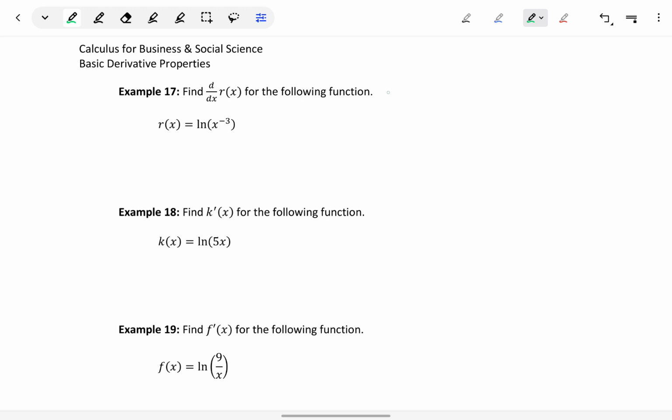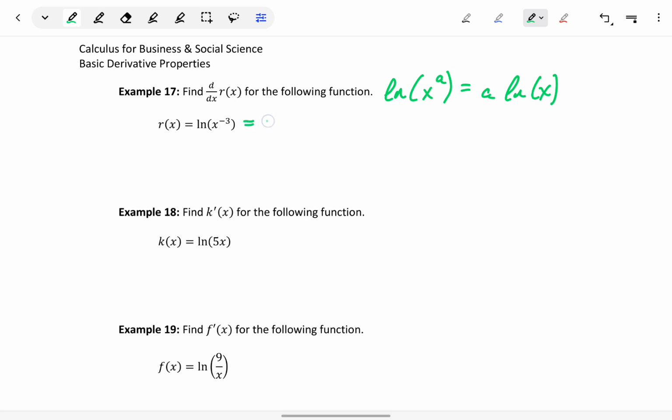In example 17, we're going to use the algebra property that the log, in this case the natural log, of x to the a power is the same thing as a times the natural log of x. That's a property of logs that was covered in college algebra. We can bring that exponent down as a factor in front, which, now that we've introduced the power rule, looks a little bit like that, but this is different. This is an algebraic property of log functions. We haven't done any calculus yet.